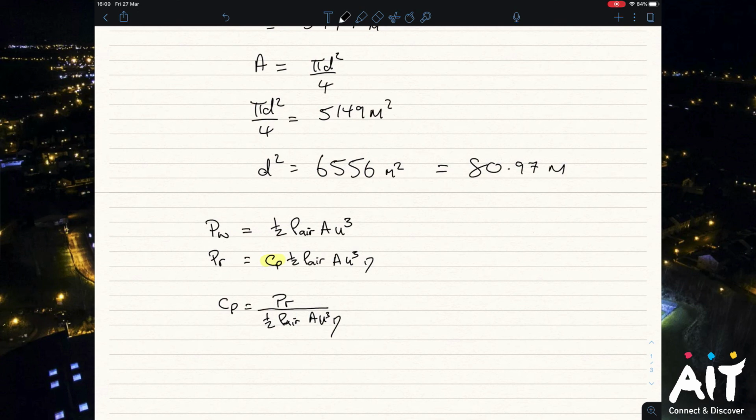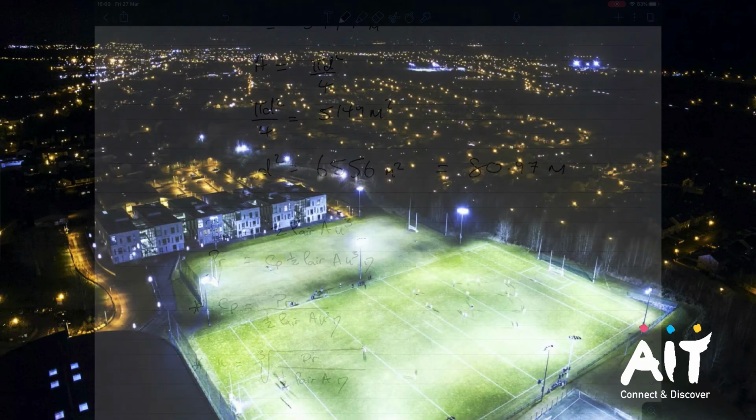Or maybe we want to find the wind speed. If we wanted to find the wind speed, U would be equal to the cube root of the rated power divided by a half times the density of air times the area times the efficiency. So you can manipulate these formulas in a number of different ways. It's up to you to be prepared to adapt the formula that's needed for each of our problems.